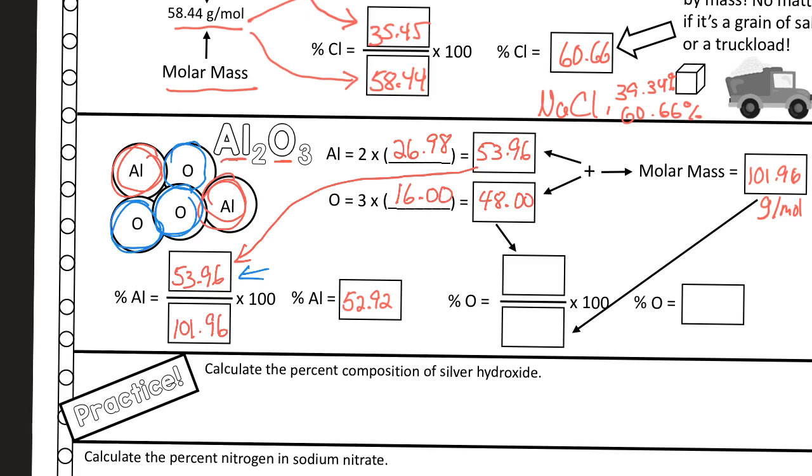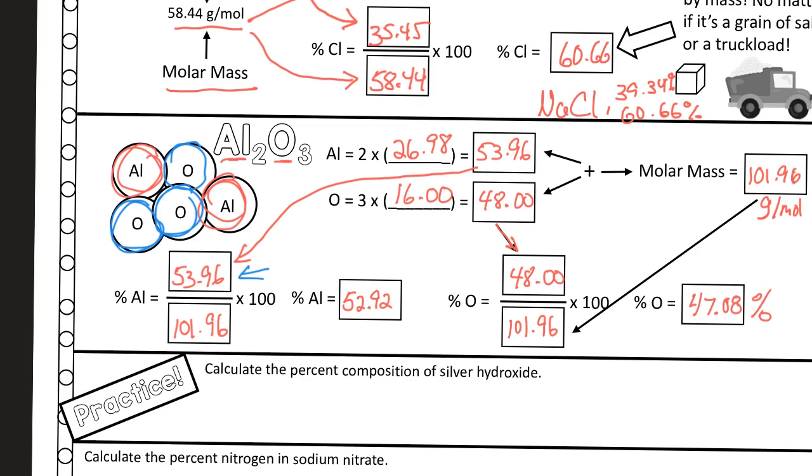Let's do the other one, shall we? The total amount of oxygen, you can already see there's an arrow printed right there, is 48.00. Our total amount for the compound was the molar mass of 101.96. We put that in, divide those, multiply by 100, and the percent of oxygen is going to be 47.08%.